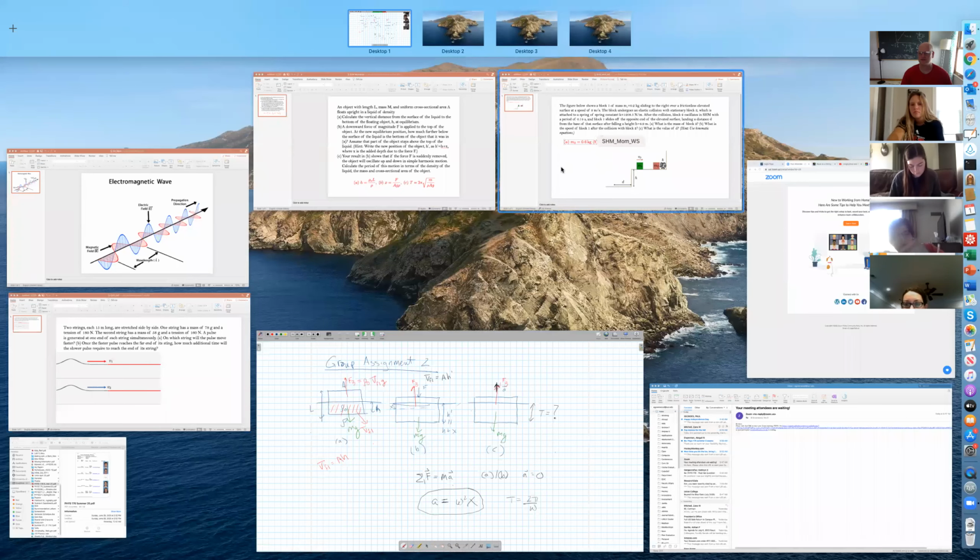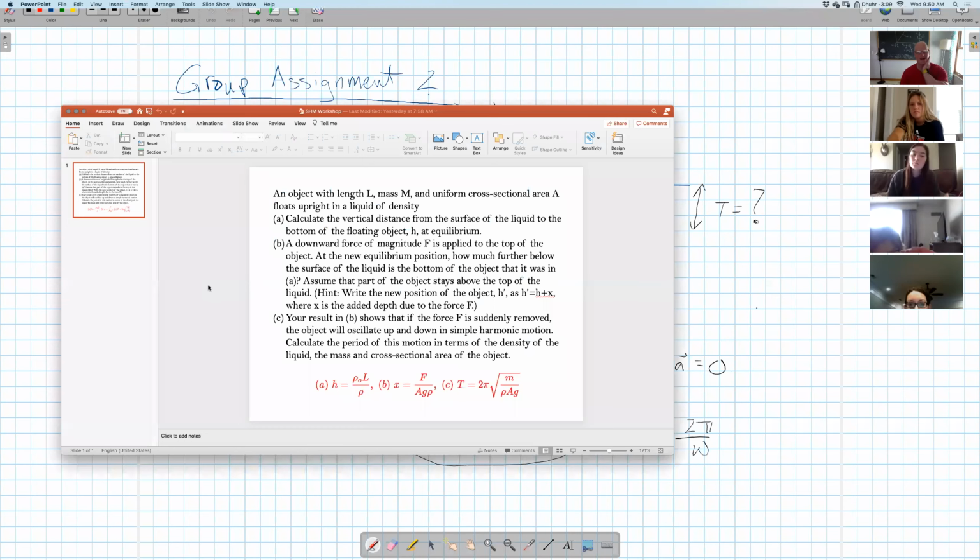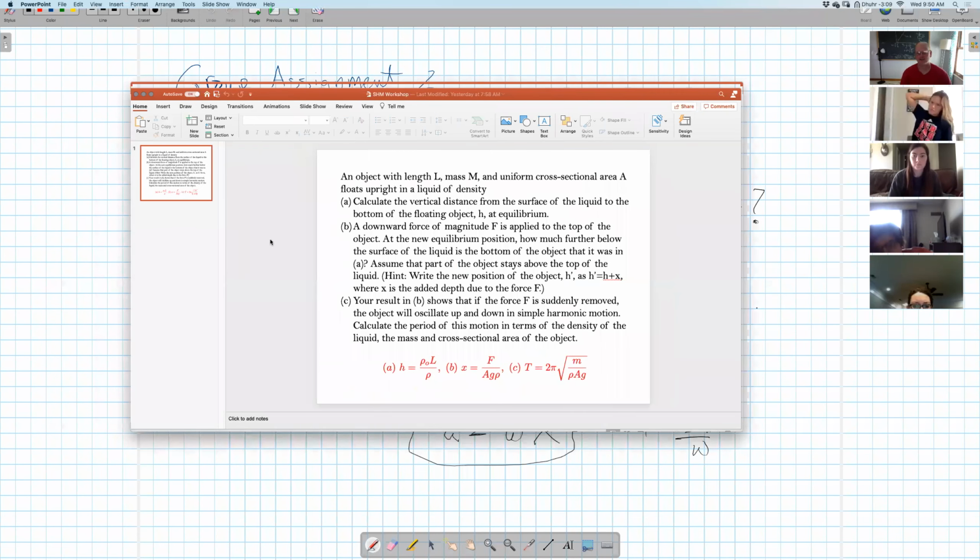So where are we? Here's the second one. It's kind of challenging, but I like it because it shows we can do interesting things with the limited amount of physics that we actually know. So this one says that we have a rectangular shaped object, a 3-dimensional object, which has a length of L, a mass of M, and a cross-sectional area of A, and it floats in a liquid with a density of rho.